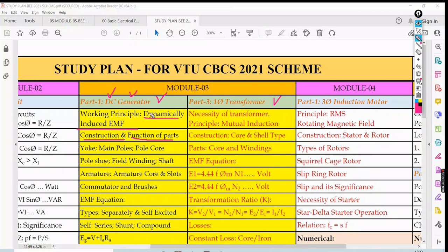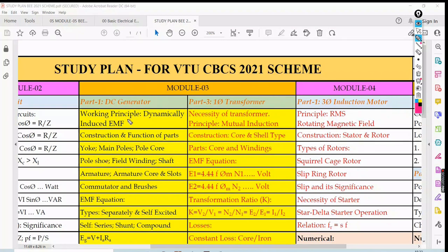For the DC generator or the motor, the construction remains the same, which has yoke, main pole, pole core, pole shoe, field winding, shaft, armature, armature core, armature slots, commutator, and carbon brushes. The function of all these parts you need to remember. Then with respect to that diagram, this will also be important from the examination point of view, 10 marks. In internal, we might ask it for 8 marks.